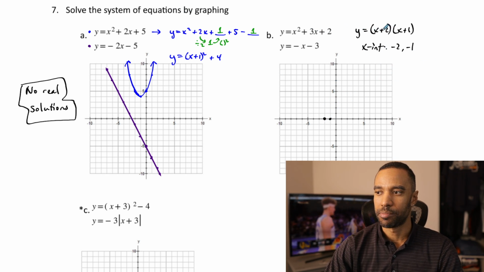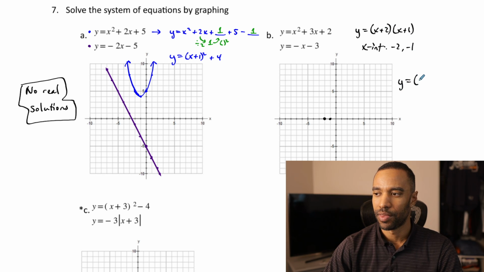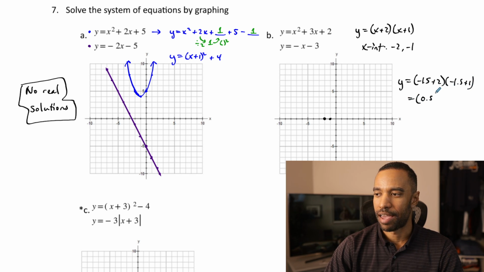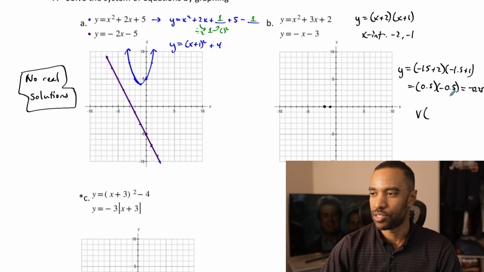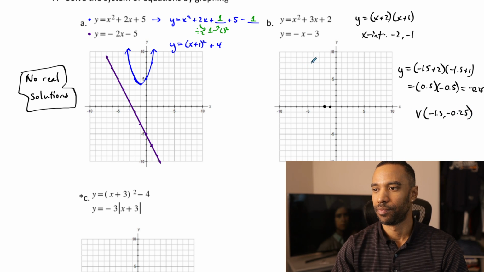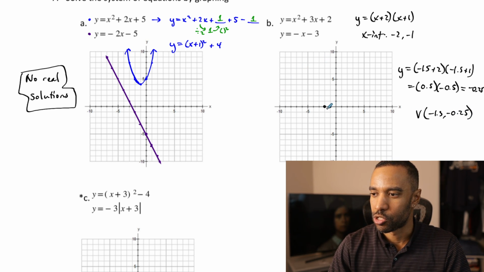If I substitute negative 1.5 into here, I get negative 1.5 plus 2 times negative 1.5 plus 1, which is 0.5 times negative 0.5, or negative 0.25, negative 1/4. So my vertex for this one is at negative 1.5 comma negative 1/4, very, very small like that. I also have a y-intercept of 2, and I can reflect that over 1.5 way, 1.5 way, like that.